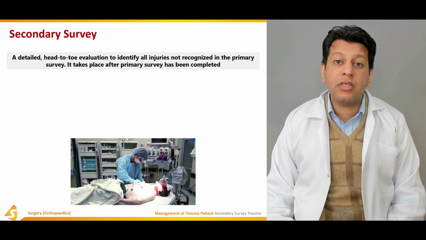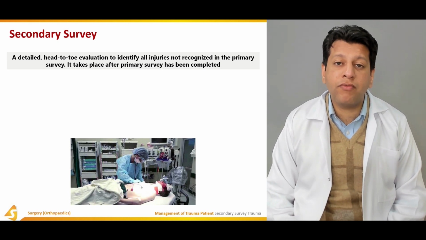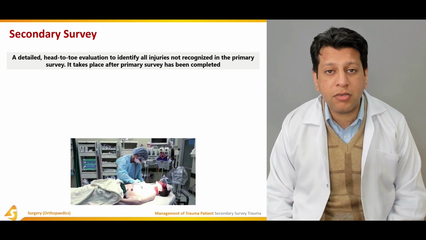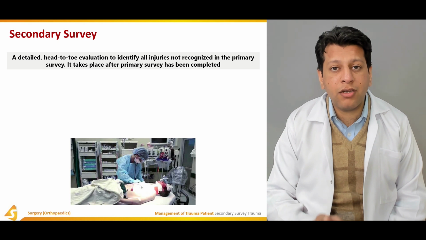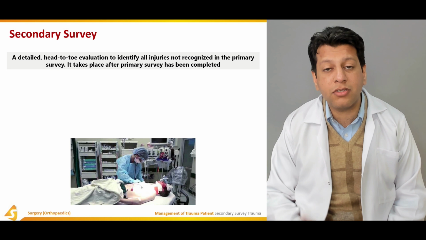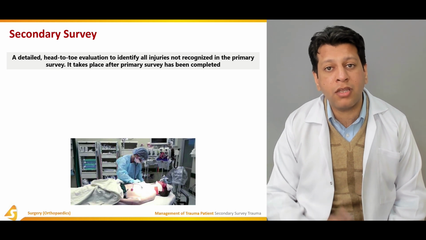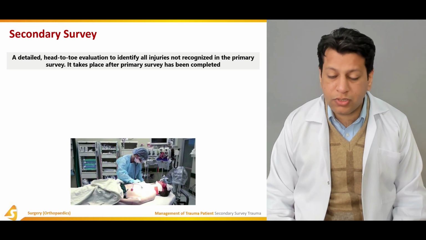And as I told you in the algorithm, when we are performing the secondary survey, if the patient becomes vitally unstable, then we will move back to the primary survey again, resuscitate the patient, and then after resuscitating and completing the primary survey again, we come back to the secondary survey. That is how the procedure is actually continued.